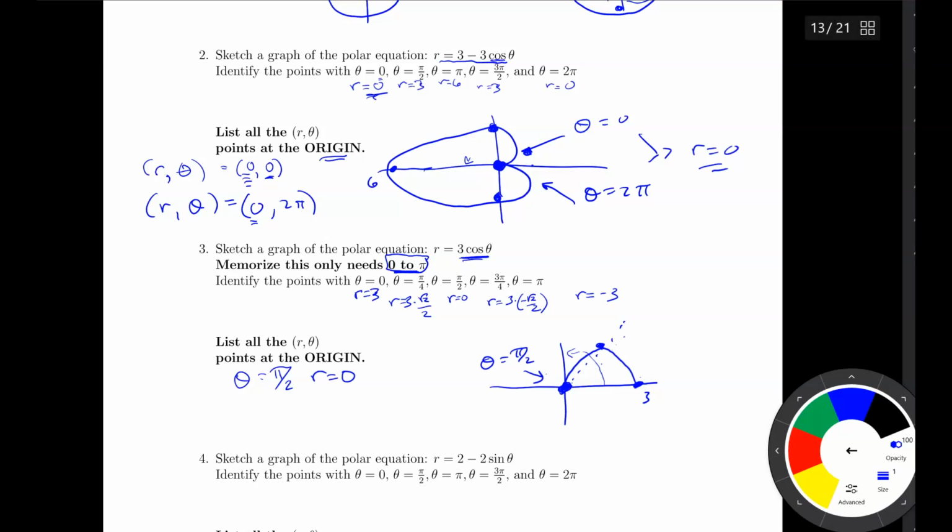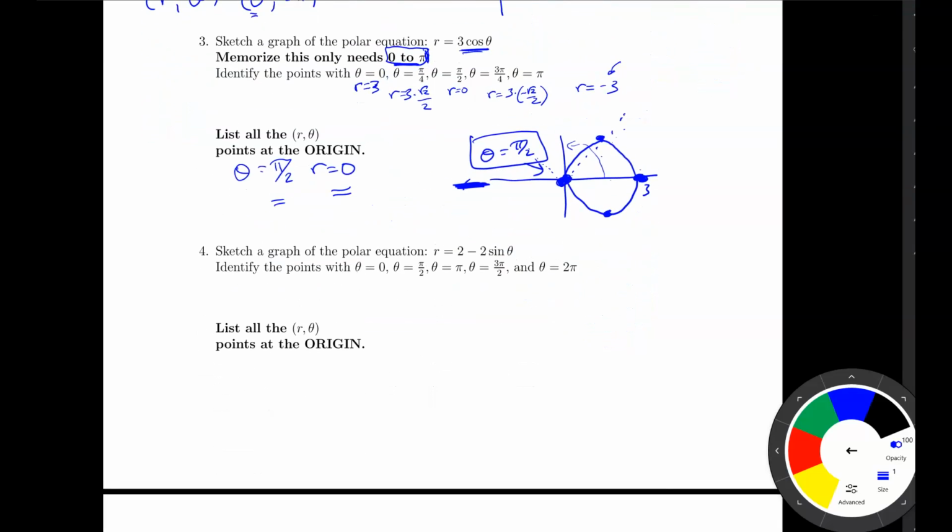Then angle 3 pi over 4, which is over here, I go the opposite direction. So this is -3 root 2 over 2. And then back to angle pi, which is all the way over here. This is angle pi. -3 means I go the opposite direction a distance of 3. So that's how I end up with one circle with a diameter of 3, I should say. And there's only one point between 0 and pi that gives me r equals 0, and that's angle pi over 2, right? Because it's only 0 to pi to get the whole graph around. So again, pi over 2 gives me this point at the origin.